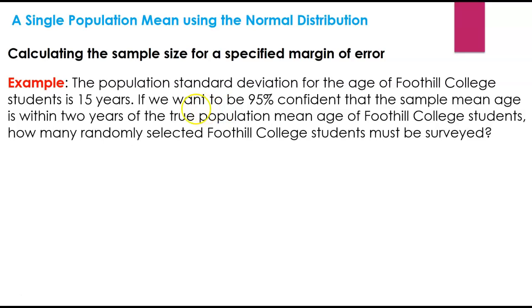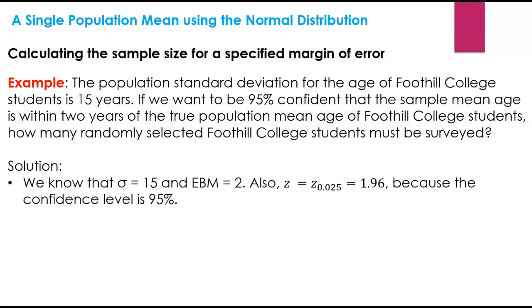Well, we need to gather some information together for this. The first task in our solution is we know that sigma is 15, the standard deviation. We also know that the error bound is 2. We have to dig that out here, but if you look carefully, the within 2 years of the true population mean age is our error bound. Also, we know that we want a 95% confidence interval, so for our previous calculation, that would be a z-value of z 0.025, which is 1.96, because the confidence level is 95%.